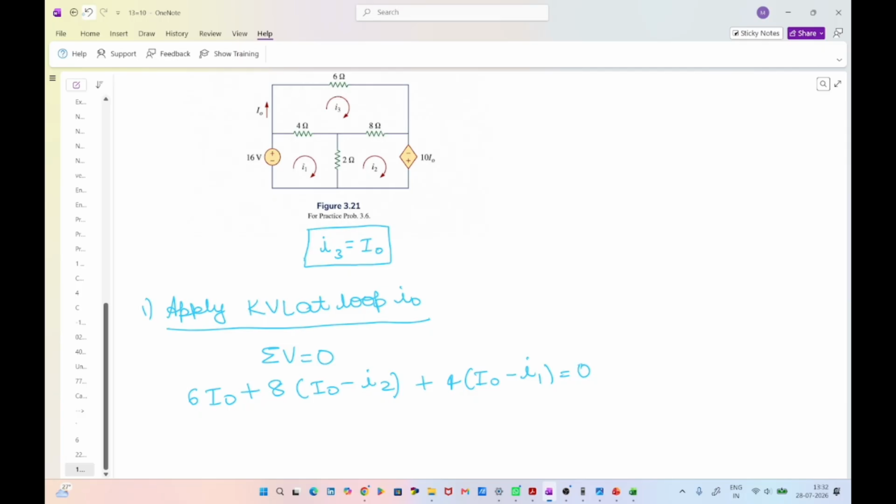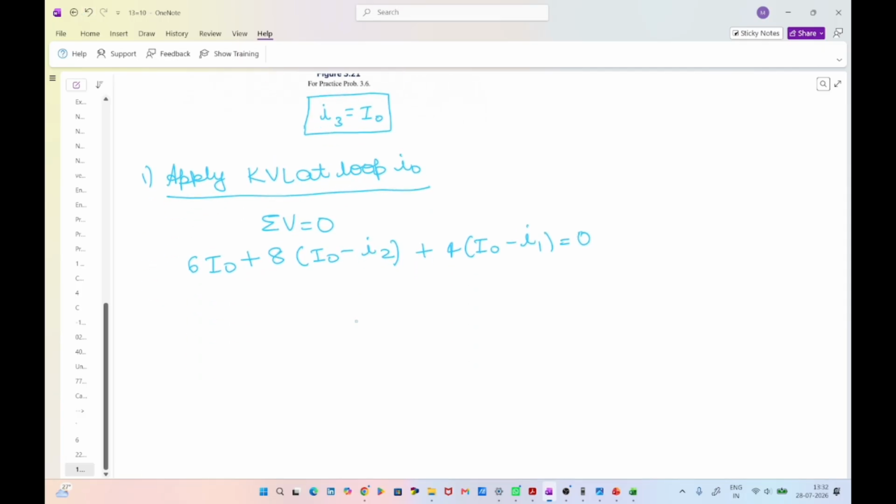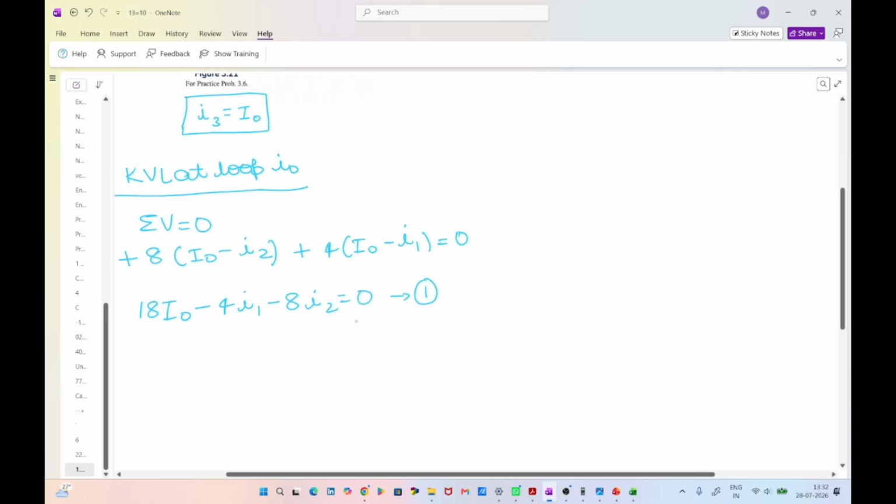6 plus 8, 14, 14 plus 4, 18 I naught minus 4 I1 minus 8 I2 is equal to 0. Let us consider this as equation 1.